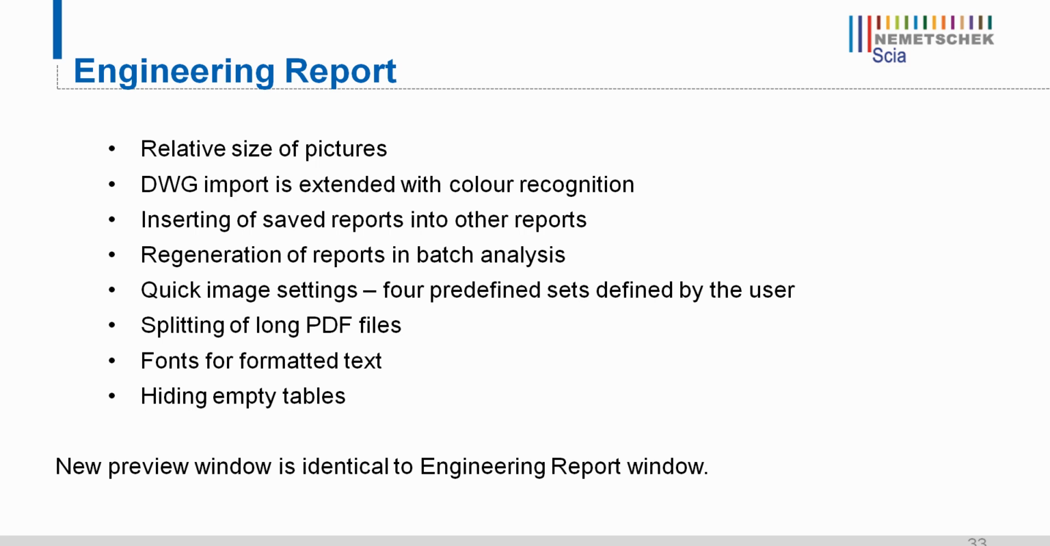Quick image settings, so when inserting pictures from Scia Engineer to the engineering report, it is possible to read values of the properties from one of 4 predefined sets defined by the user. Splitting of long PDFs, so the user may now select to split a report into multiple files when exporting to PDF. Fonts for formatted text. The font and size of formatted text can now be changed via the property window of the item in the engineering report. Hiding empty tables. A checkbox in the report properties determines whether empty tables should be skipped and thus not displayed and printed with other report items.